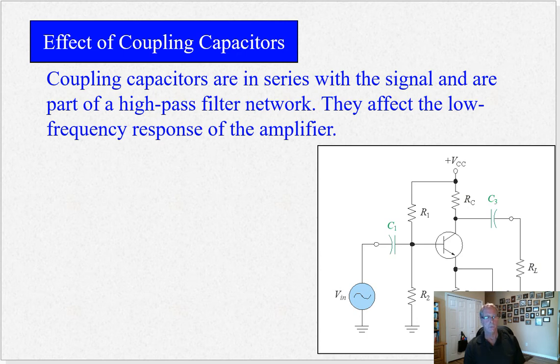Hello, everybody. This week we're going to be talking about Chapter 10. Chapter 10 is the frequency response of transistor amplifiers. This will be a bit of a review for some of you that remember your AC circuits. There's a lot of high-pass filter, low-pass filter concepts in this chapter: RC, resistor-capacitor, high-pass, low-pass filters.